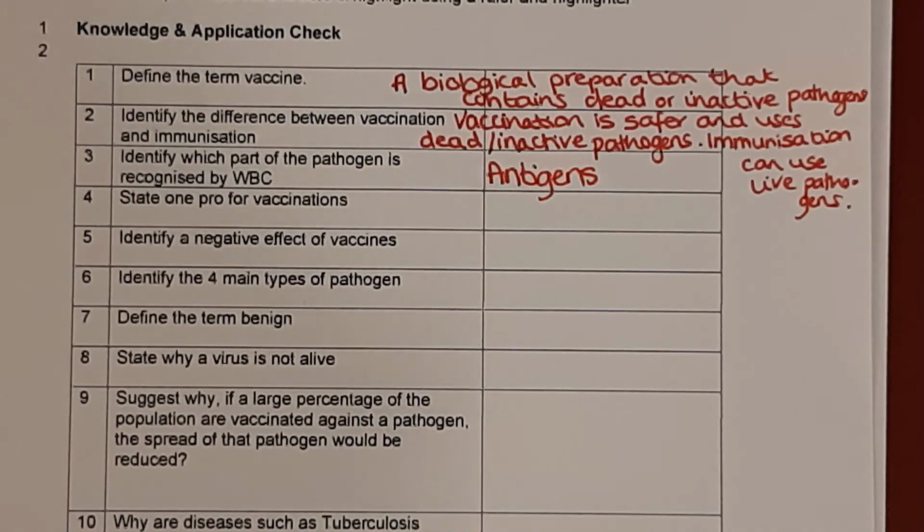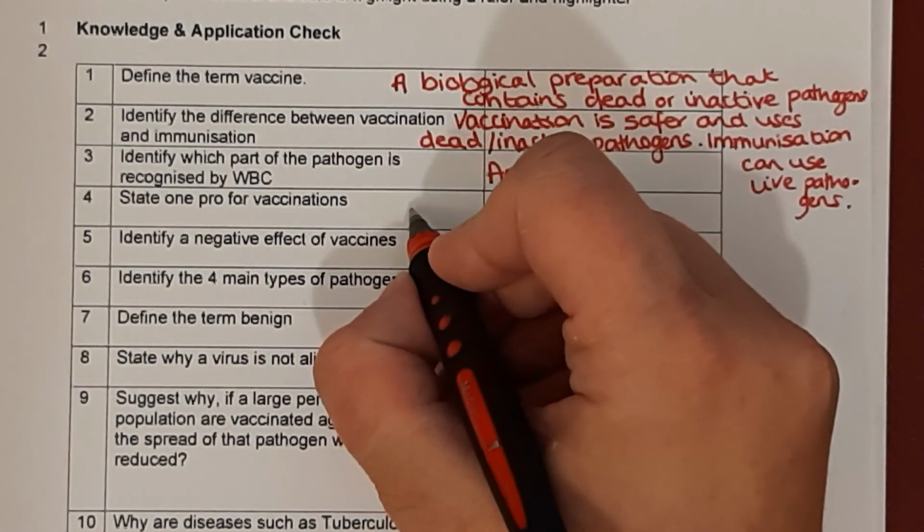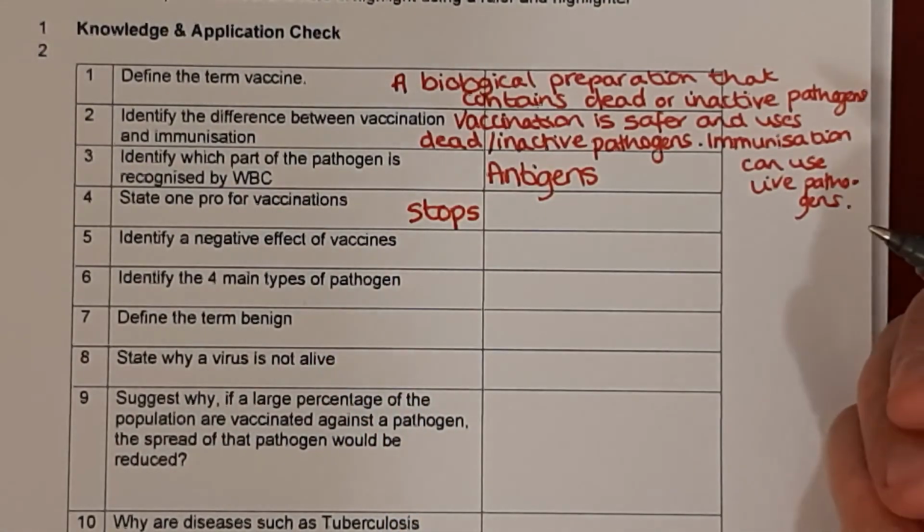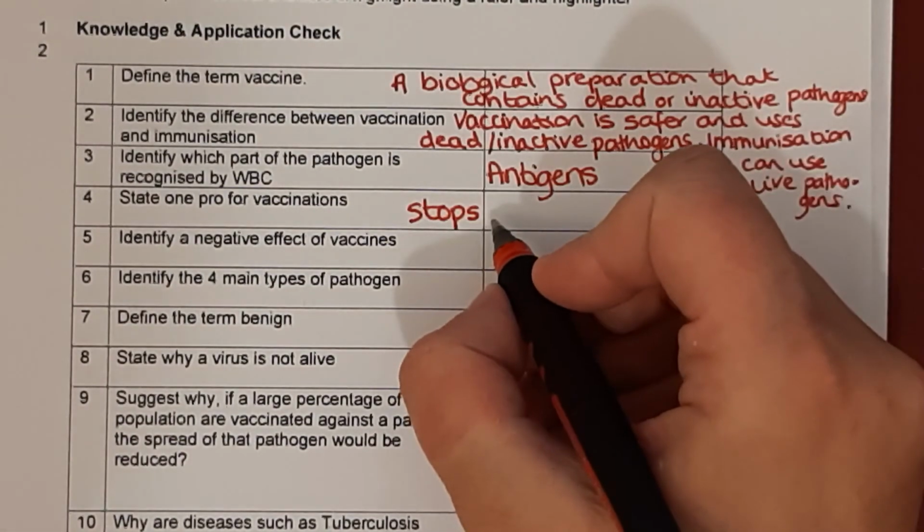State one pro for vaccinations. So there are lots of sensible answers to this. It prevents epidemics. It helps prevent outbreaks of deadly diseases. It stops people dying. There's lots and lots of reasons. So essentially, it stops dangerous deadly diseases, but any of the ones I mentioned would be fine.